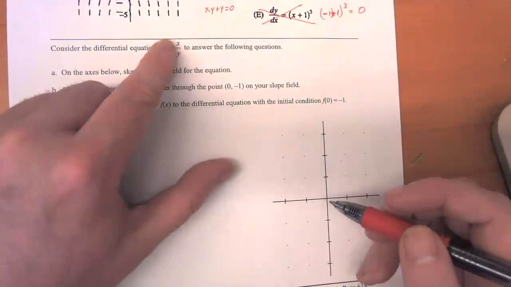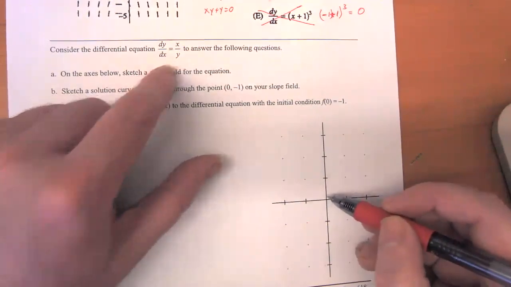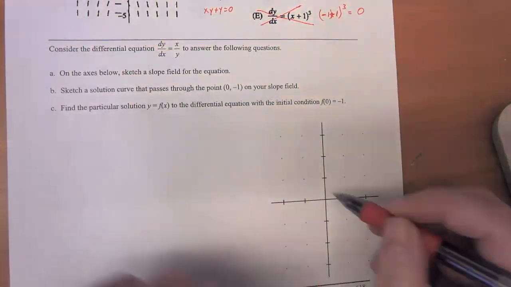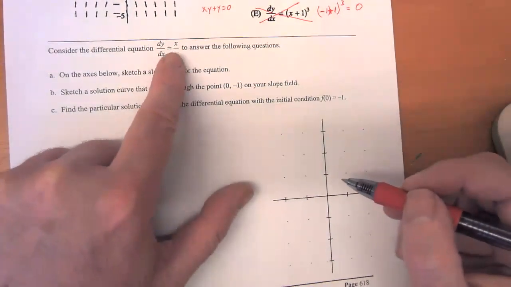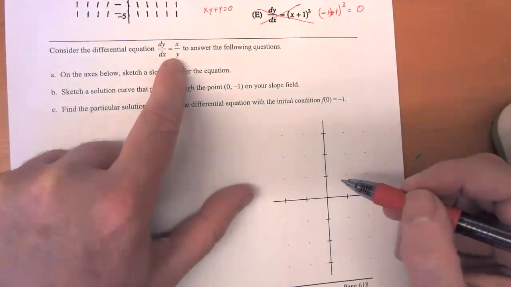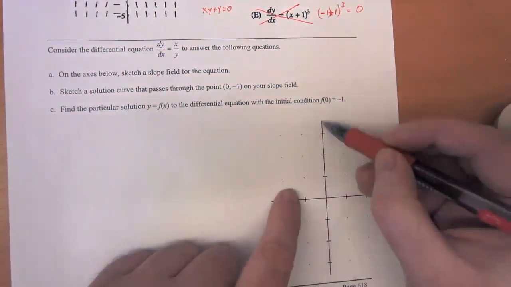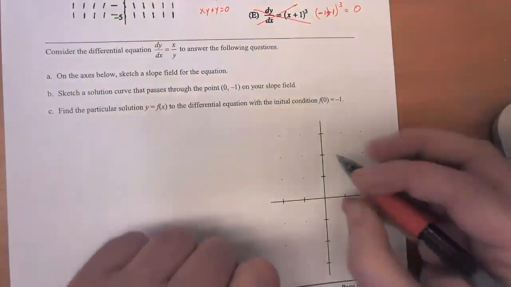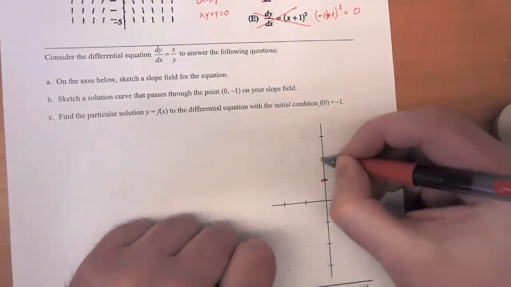So first of all, when x and y are both 0, which is at the origin, then this is 0 over 0, which doesn't exist at all. So we can't have a slope field point put in for the origin, and that's okay. Otherwise, if x is equal to 0 and y isn't equal to 0, so that's all of these points here, then the slope is going to be 0.